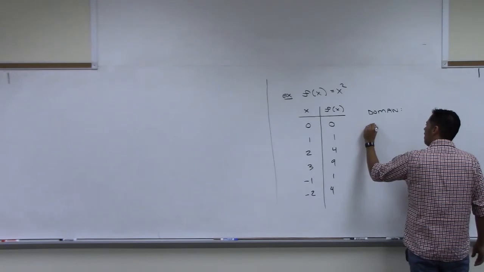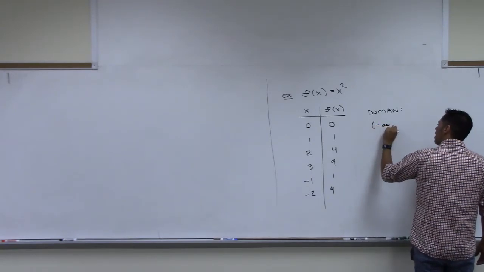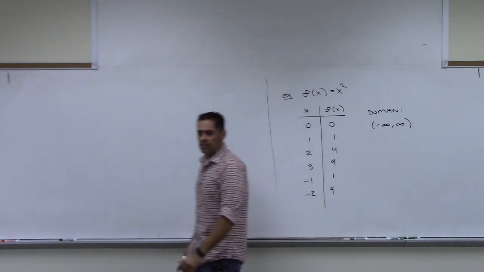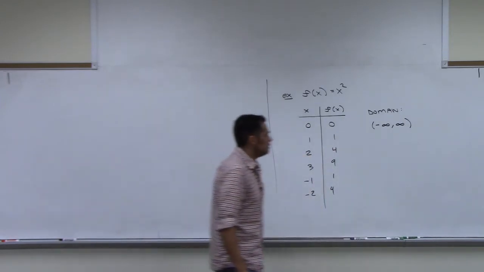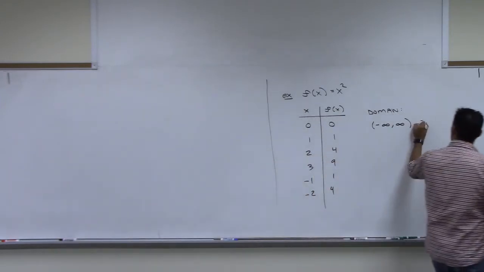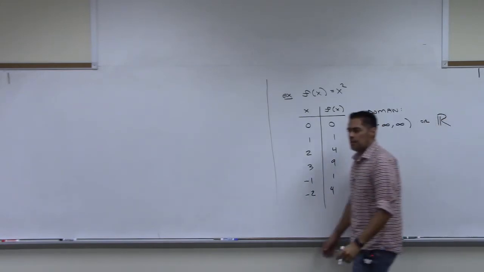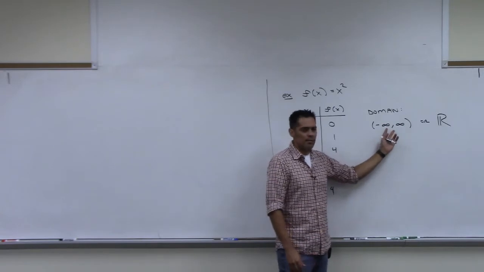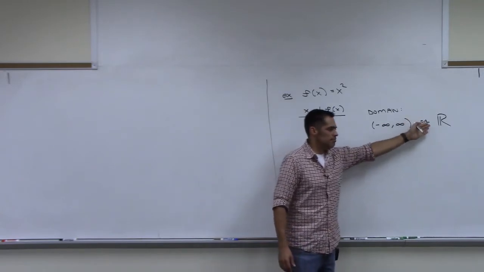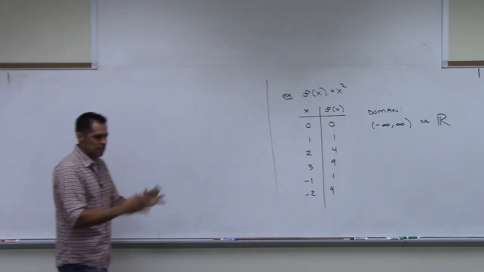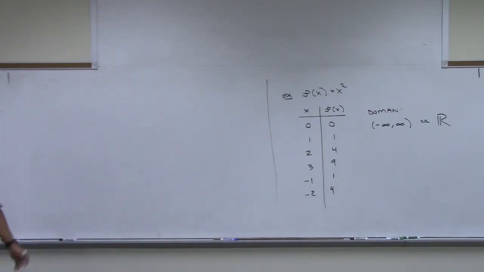Now, how do we say that? We can write it in interval notation as saying the domain is everything between negative infinity and infinity. Or you can do the double-struck R like that. I like this because this is what we call interval notation, although this is perfectly fine, means the same thing. But I want to stick to some notation here. Interval notation's the standard.